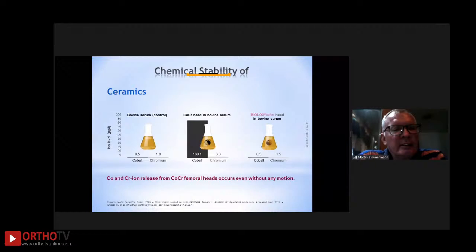So we have done this testing in vitro with a bovine serum, as you can see on the left-hand side as a control, and we compare that with the ball heads, just put in the serum, the same ball head size between cobalt chrome and ceramic, and later after 7 days. And then we measure the ionic level of the chrome and the cobalt. As you can see, for cobalt chrome heads, you have a very high increase of cobalt concentration and a little bit increase of chromium concentration compared to the control. If you look now at the ceramic on the right-hand side, there was absolutely no release, no leaking of cobalt ions or chromium ions.